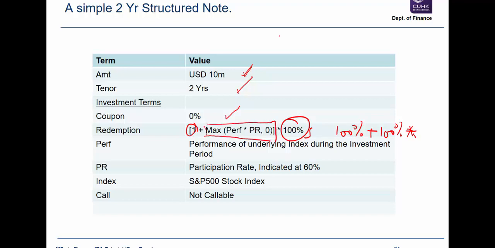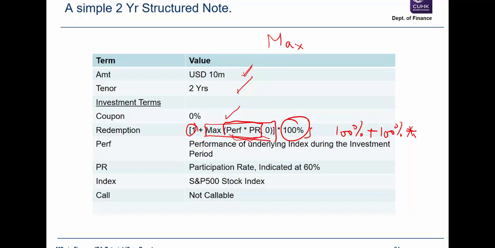You all know the max function, don't you? It's just the algebraic representation that when there are multiple values inside, you take the highest one. So if this perf times PR is less than zero, you just get zero. But if it is positive, you will get that. This is also how you would summarize the payoff of options. So we'll be doing that quite frequently for this course.